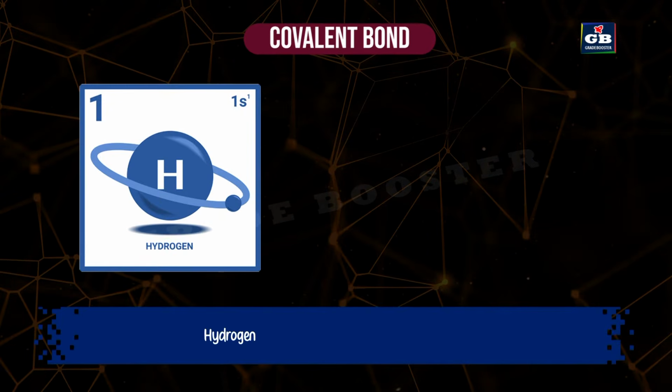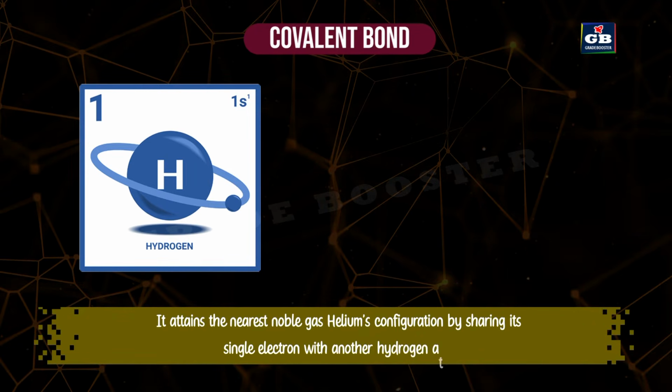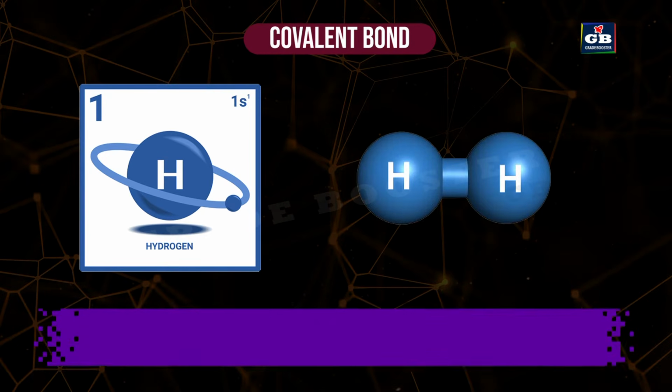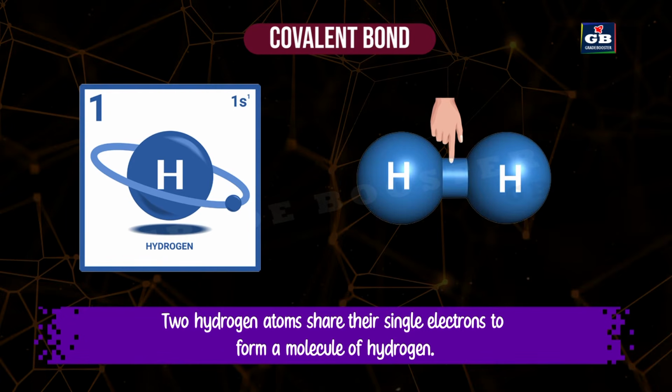Hydrogen atom has a single electron in its K shell. It attains the nearest noble gas helium's configuration by sharing its single electron with another hydrogen atom. Two hydrogen atoms share their single electrons to form a molecule of hydrogen. Since only one electron is shared by each atom, a single covalent bond is formed.